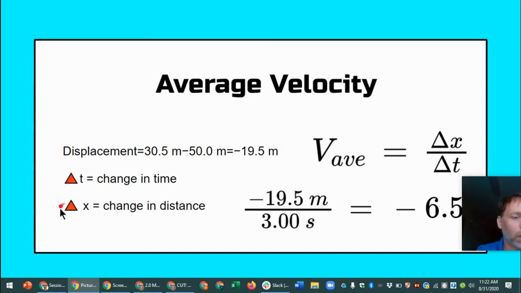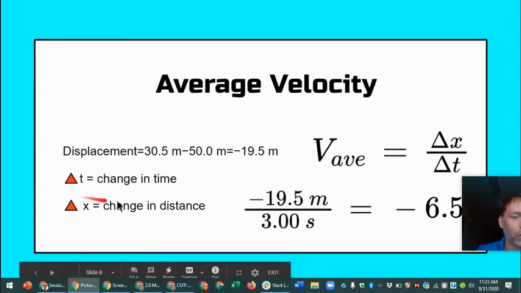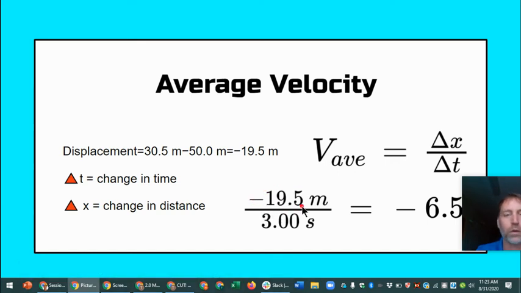Anytime you see a triangle in physics class and chemistry class, if you've taken chemistry or will take chemistry one day, that always means change in. It's the Greek letter delta. So delta means change in. Okay, so this is the change in the x distance. So she moved 19.5 meters, and we're going to say she moved in a negative direction because her final position was at the 30.5-meter line, and her initial was at the 50. So she changed negative. So 30.5 minus 50 is negative 19.5.